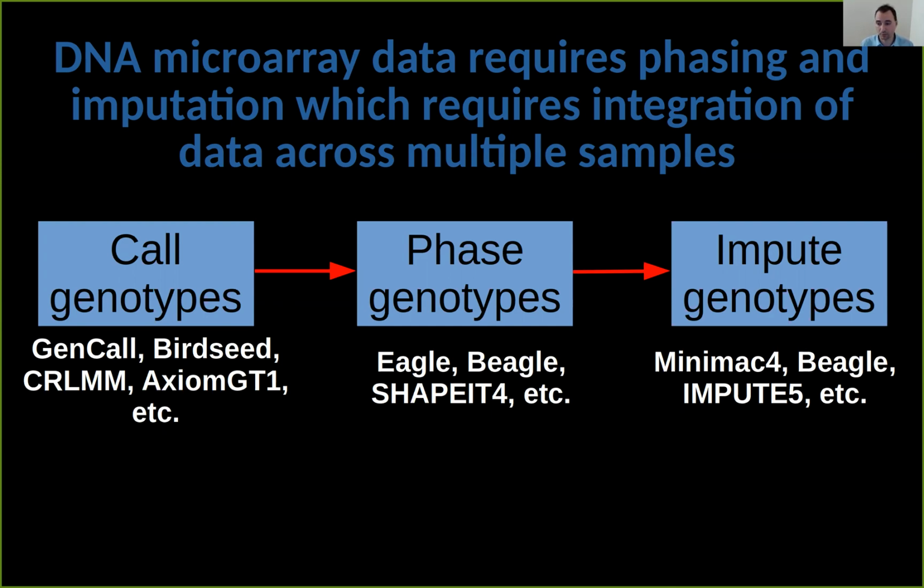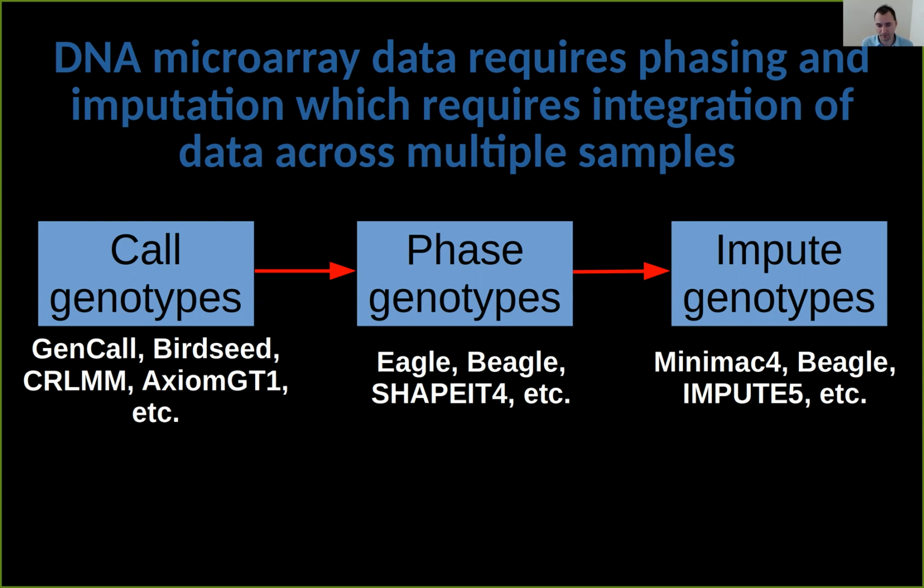And then we have to impute the missing variants that were not present in the microarray, by comparing the haplotypes that we phased with haplotypes of another reference panel of samples for which we have more information. And phasing and imputation in particular are two steps that require a fair amount of computations and parallelization of computations due to the high computational requirements.